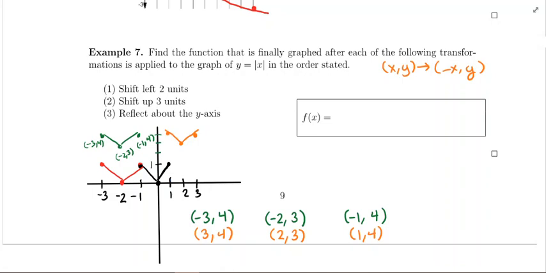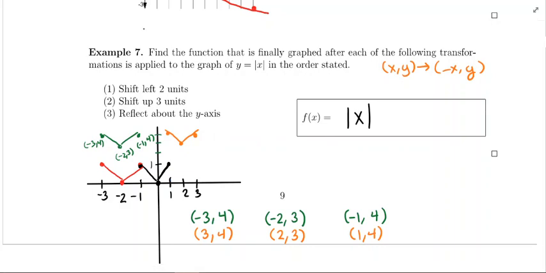Let's go back. The original function here is graphed in black. So we're starting with the absolute value of x. The first thing we did was shift it left 2 units. If you're doing a horizontal shift, that means you have to add or subtract inside the parentheses.